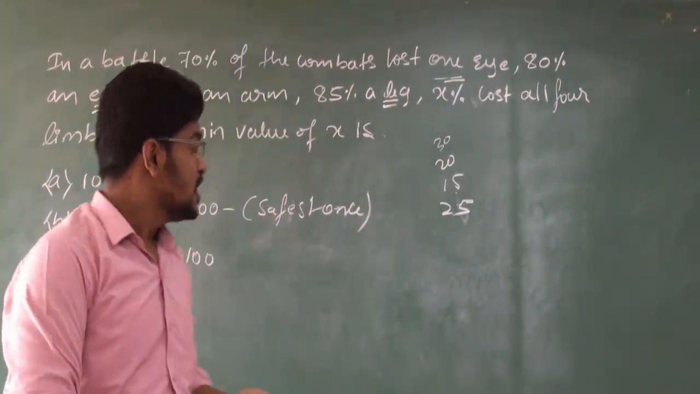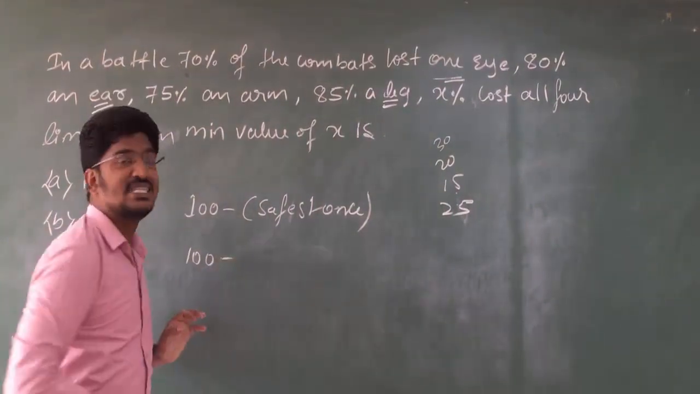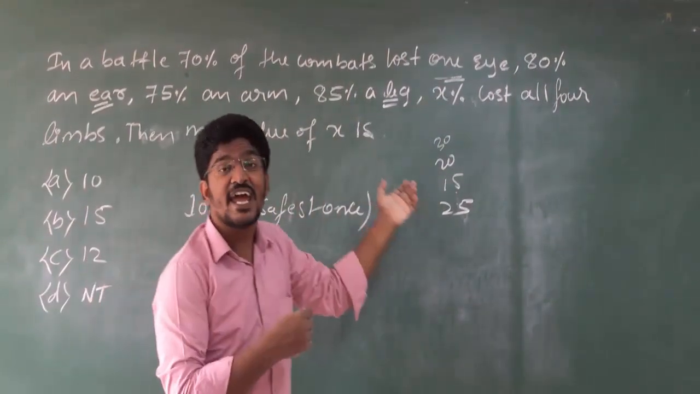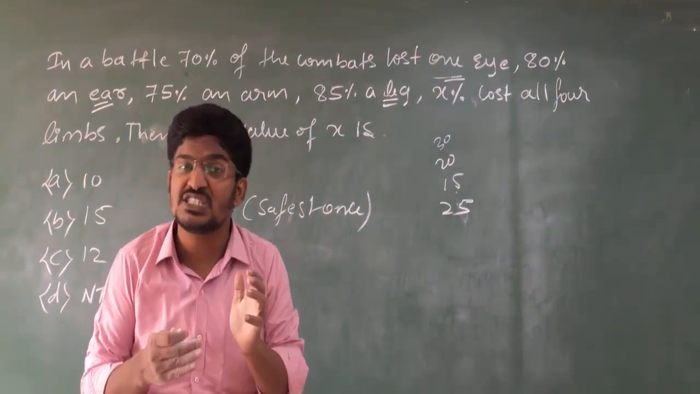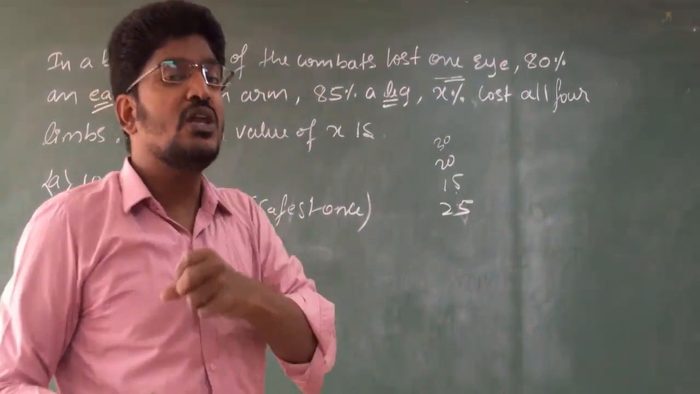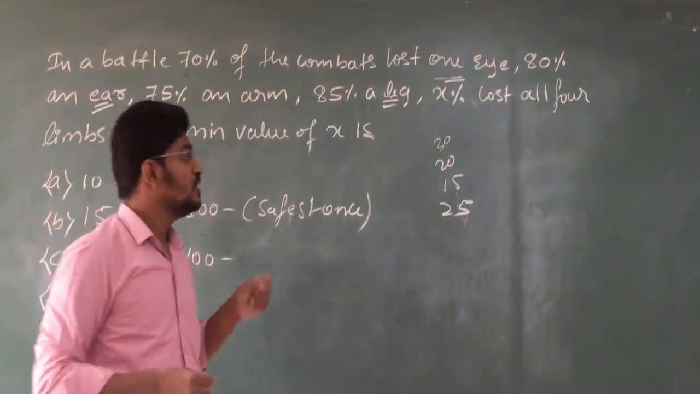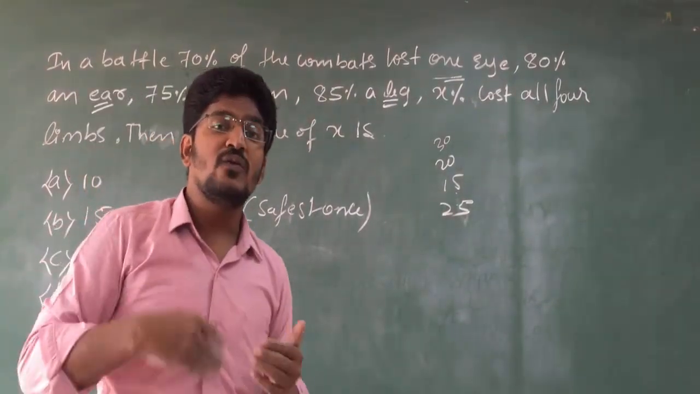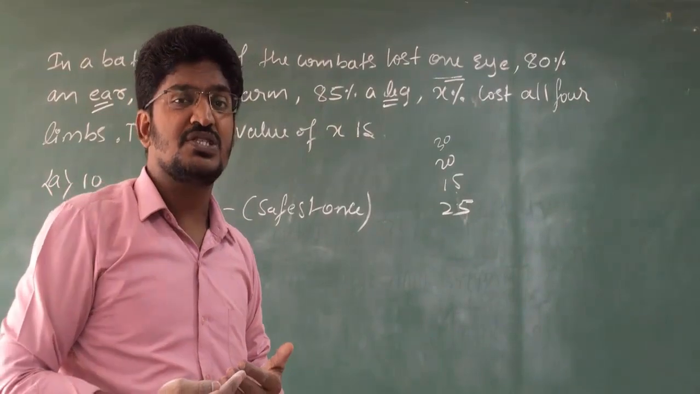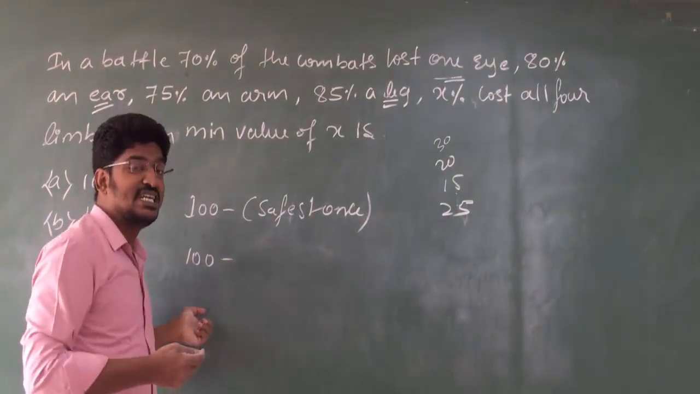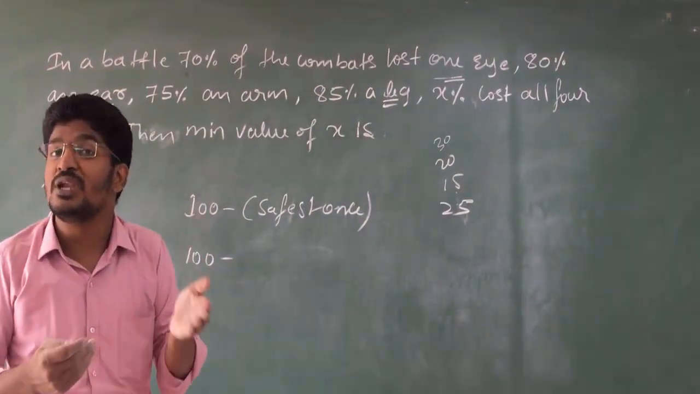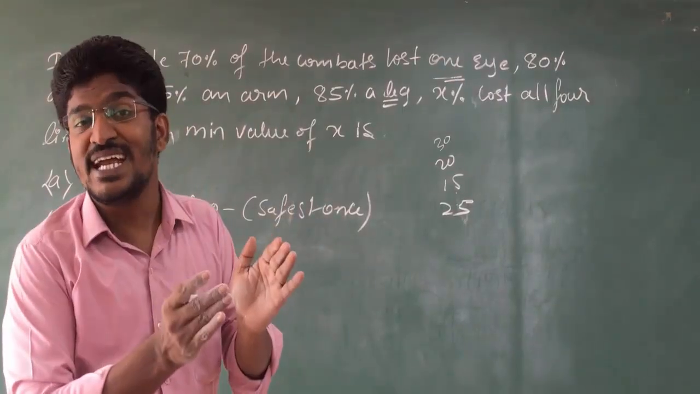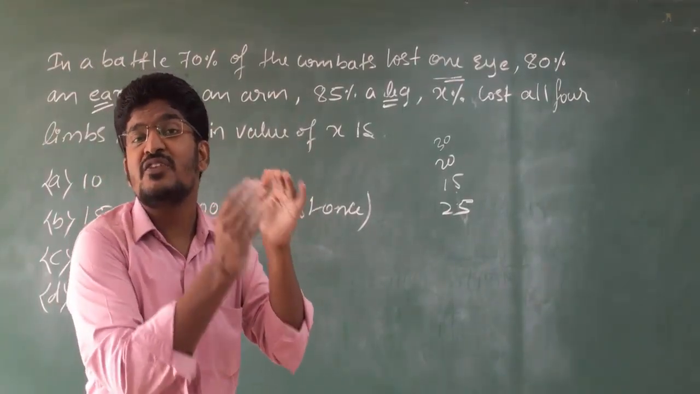That means out of the universal set, if you subtract those who have not lost all their 4 limbs, what are you going to remain with? Please understand this. If you subtract those who have lost all their 4 limbs out of the universal set, what will you remain with? The complement of which set? Those who have not lost their 4 limbs.